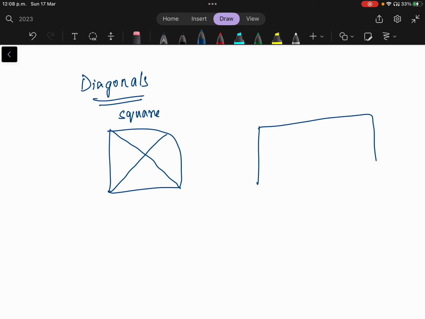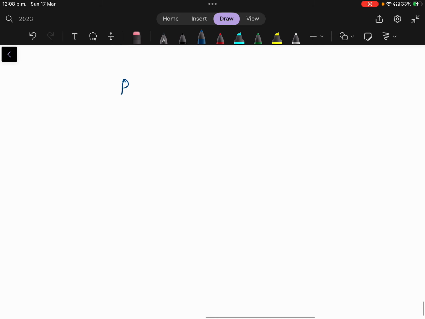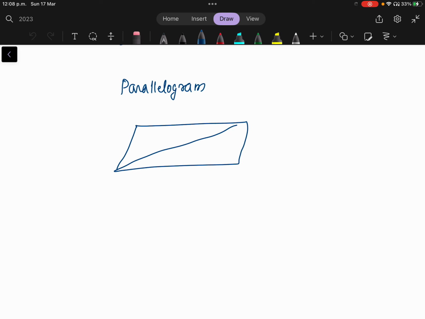Now if it is a rectangle and you have diagonals like this, they bisect each other, which means they cut each other into two equal parts. So the rectangle is also the same case: the diagonals are equal and they bisect each other. Now moving on to a parallelogram like this.